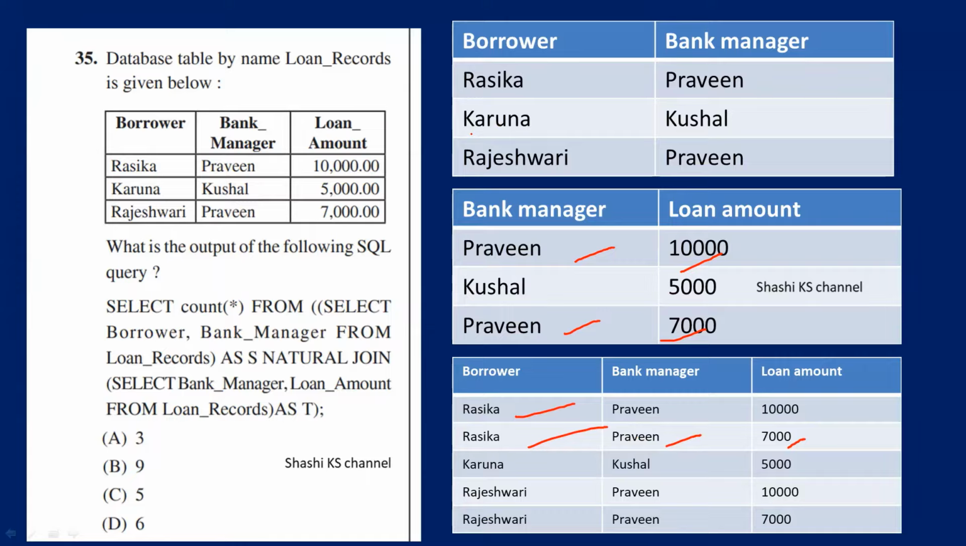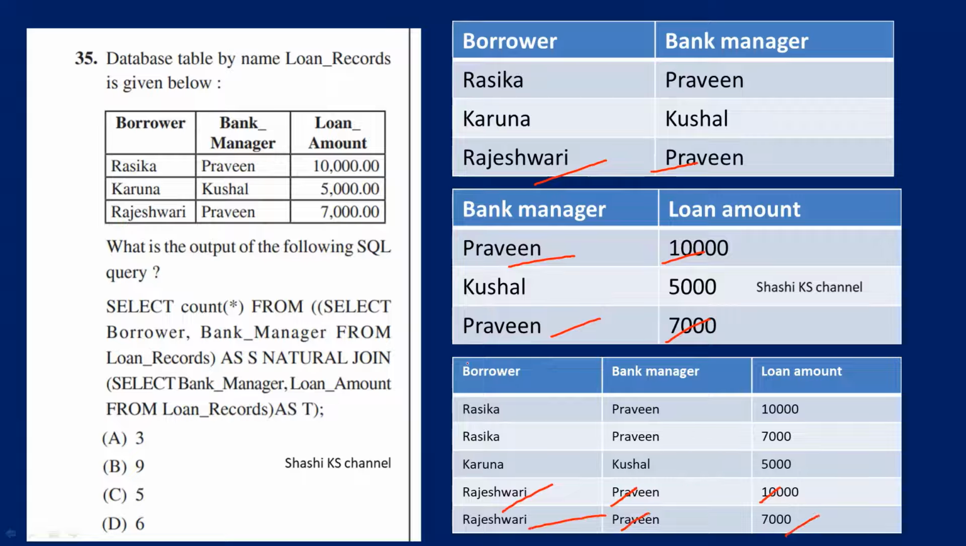Then the next row of the first table is Karuna and Kushal. So the common column value is Kushal. It checks for Kushal in the second table. Kushal appears only once in the second table. So Karuna, Kushal and 5,000 will be joined and created as a new row in the natural join table. The third one is Rajeshwari and Praveen. The common bank manager column contains the value Praveen. So Praveen is searched for in the second table. You have Praveen 10,000 and Praveen 7,000. So Rajeshwari, Praveen will be joined with Praveen 10,000 and Praveen 7,000. Accordingly, you have Rajeshwari, Praveen, 10,000 and Rajeshwari, Praveen, 7,000.